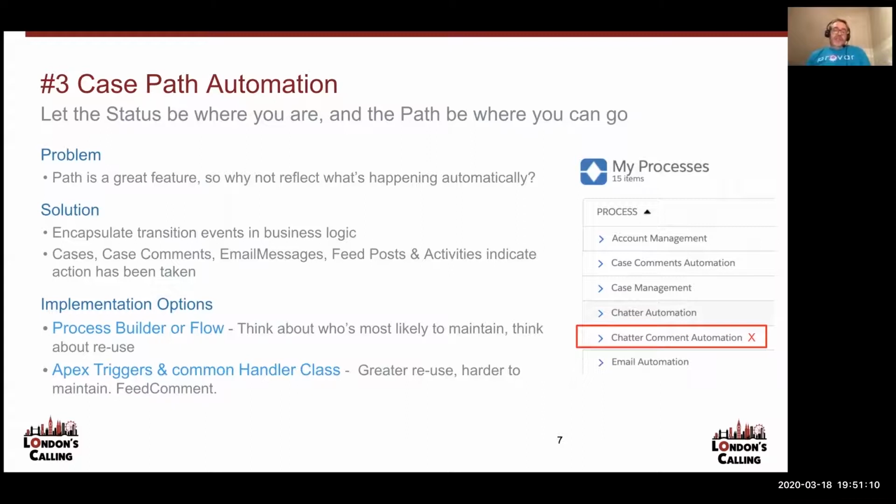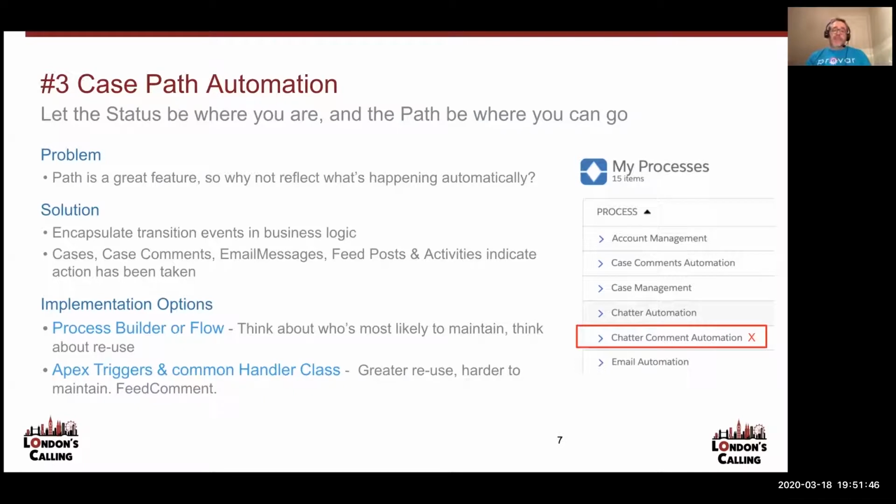So what I needed to do is to encapsulate all the transition events for our business. So what were the interactions we were having with our customers that meant I needed to do something to the case? For example, was it when the case was edited? Was it when one of our support staff added a case comment? Was it when the customer adds a case comment? Was it an email message being exchanged, either sent or received? Was it a chatter feed post? Was it an activity being completed? So you can see there's a wide variety of things here, and all of these might mean there's an interaction with the customer that you want to record and want to transition your case status to reflect.